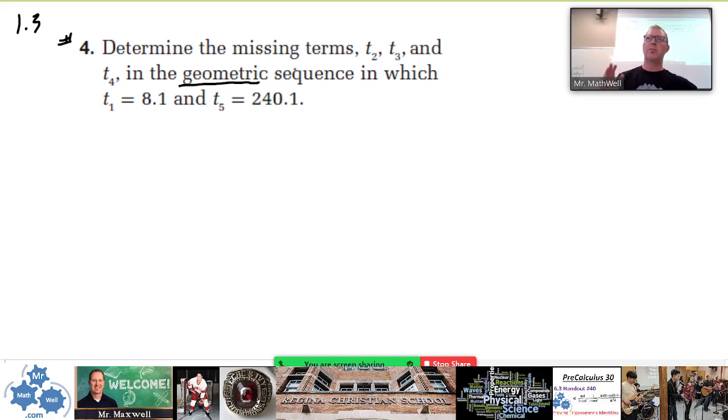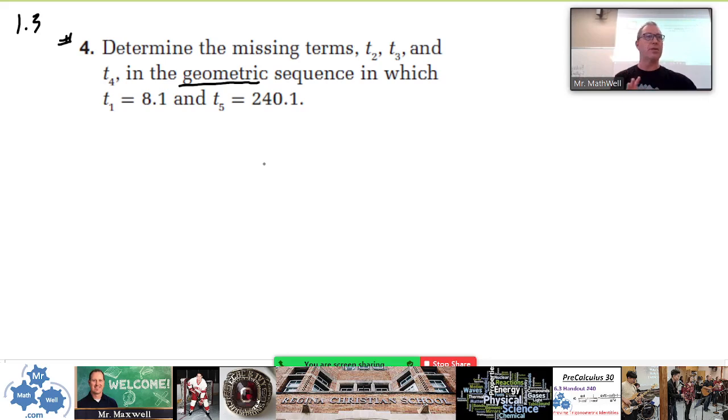So remember, geometric means that between each term there's a number that you multiply to get the next term. Arithmetic means there's a number that you add to get the next term, right? It can be positive or negative in either case. But geometric means that the terms are separated by something that you would multiply. So if we took any term and divided it by the term just before it, we would get our common ratio, right?